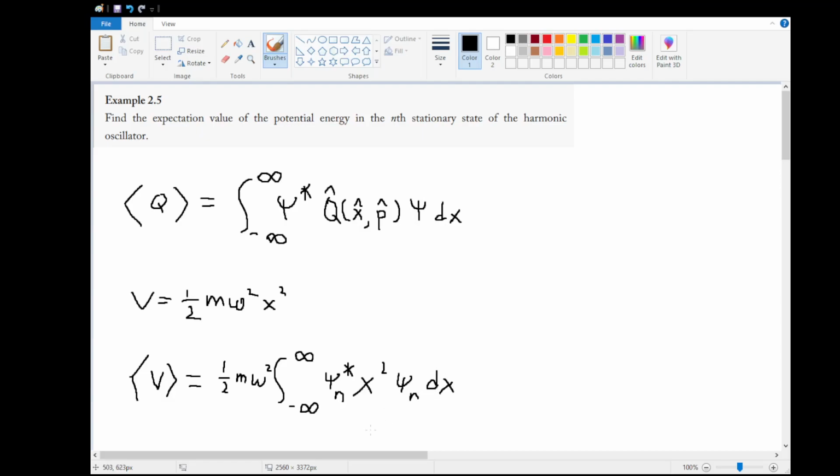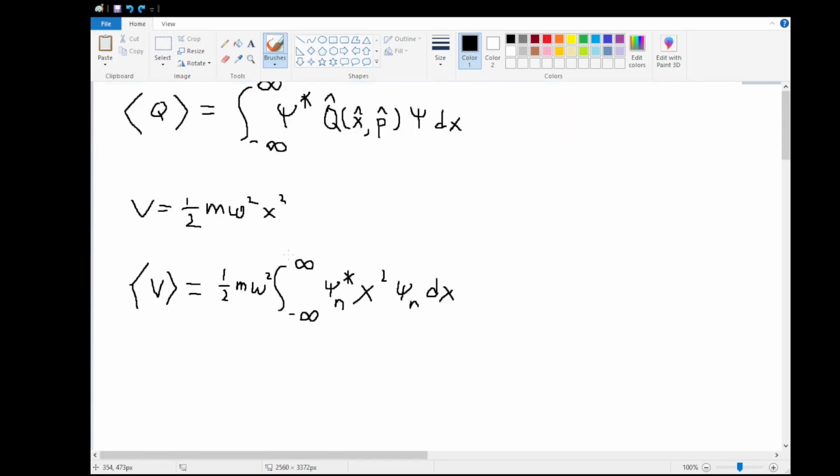And the problem here is that we don't necessarily know the general form for the nth stationary state of our harmonic oscillator. The way we've been constructing it so far is that we have the ground state, psi naught, and we get higher states by applying the a hat plus operator. So in order to rectify this, the proposed solution that Griffiths gives is to define x and p hat in terms of the a hat plus and a hat minus operators.